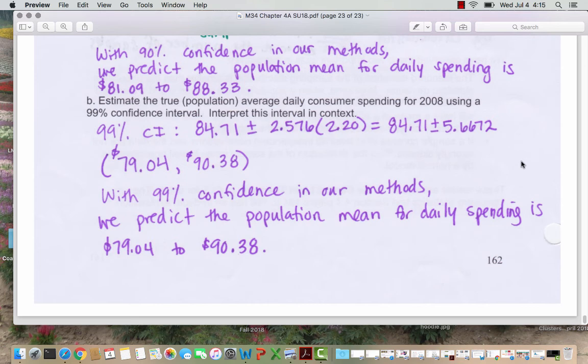So when we write a statement about our confidence interval interpretation, we want to make sure we're reporting how confident we are, and that's confidence in our methods or in our calculations. We want to make sure that we explain that our prediction is about the population mean. And then we want to make sure that we've explained the lower bound and the upper bound, because we don't want to give just one value as a point estimate. We want to give a range of values.